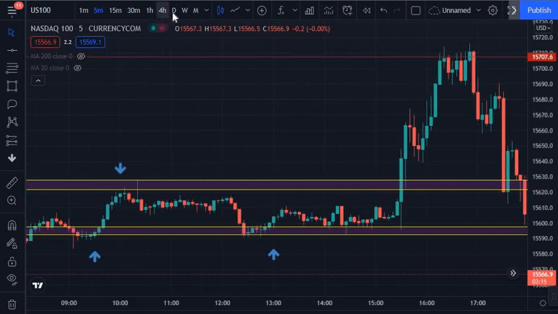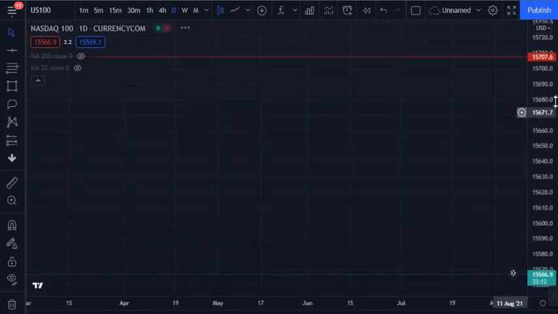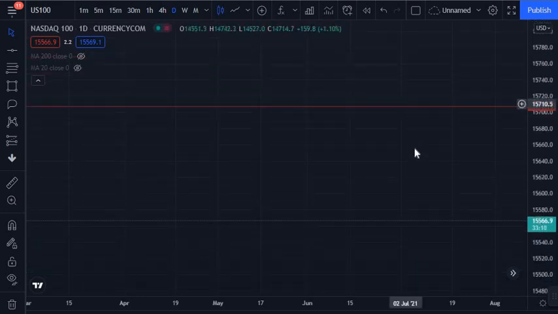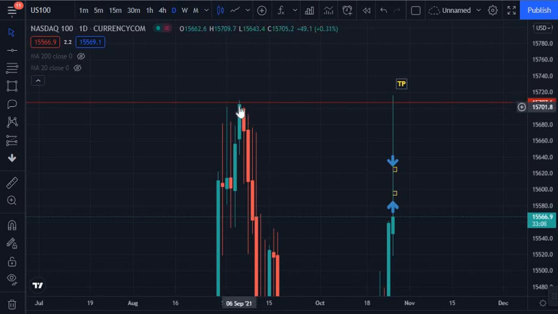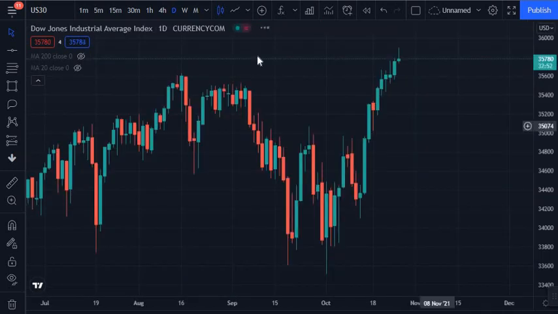If we go to the daily, how we identified our TP is because of this zone here, our high, our most recent high. So as you can see, price failed to break that, and that was our TP, and that's how we determined our TP. So now go ahead next to US 30.